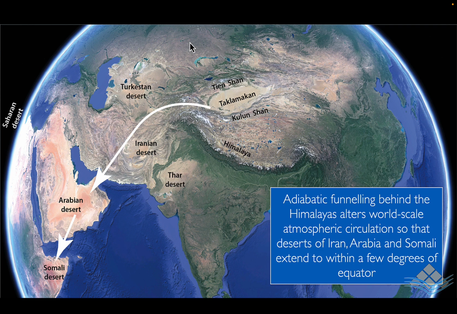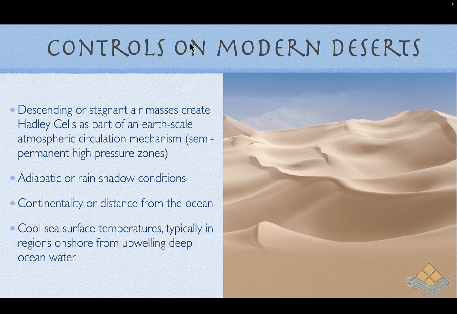Based on what we've said, what are the controls on modern arid deserts with their areas of significant saline sediment accumulation? At the world scale, we're looking at descending or stagnant air masses creating the Hadley cells. And you can think of these as semi-permanent high pressure zones. Their positions are related to the position of the intertropical convergence zone, which changes seasonally. Then more locally, we've got adiabatic or rain shadow conditions and continentality contributing to aridity. And we've also got these belts of cool upwelling offshore waters along the southern coast of Africa, for example. This also has a contribution in the Atacama Desert off the coast of Peru, as well as the deserts off Baja California.